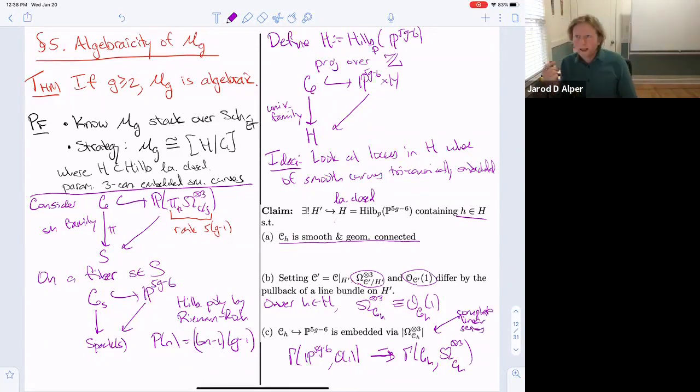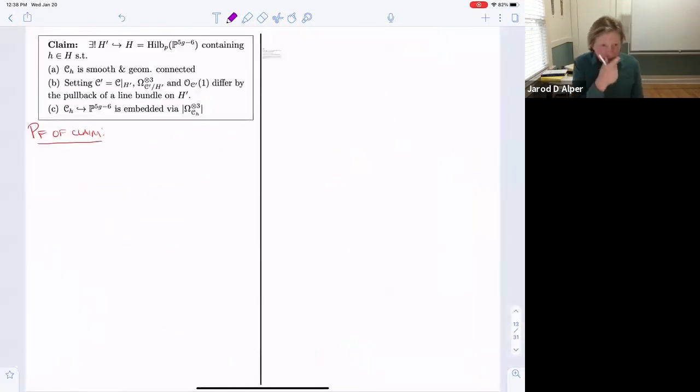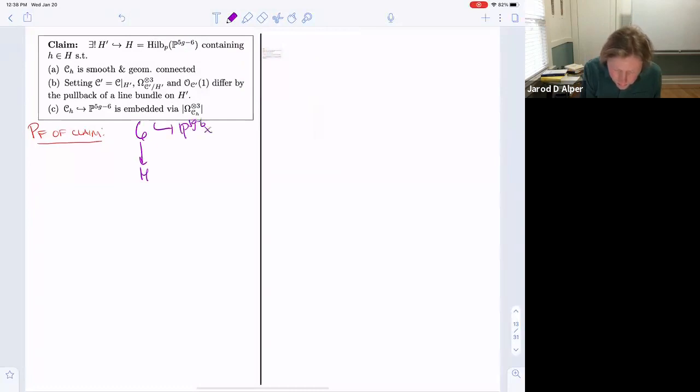So now I have two tasks. Oh, and not much time, but let me try to finish. First, I'm going to prove the claim, and then I'm going to use the claim to get algebraicity. So here's my proof of the claim. Remember, we have this universal family over H that embeds into projective space.